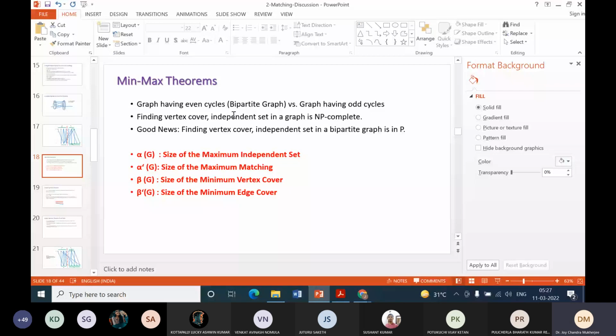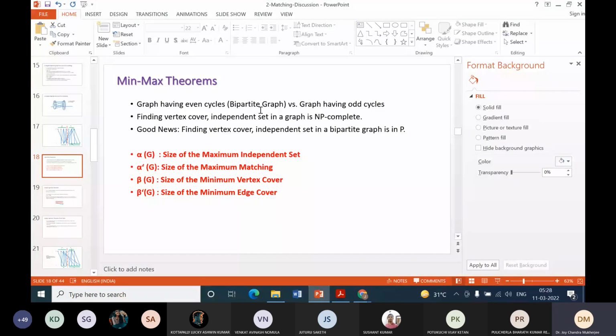Okay. A bipartite graph may have cycles, or may not have cycles. If it has cycles, then they must be even cycles. It cannot have odd cycles. So basically, a bipartite graph is a special kind of graph which doesn't have odd cycles. So it constitutes a large class of graphs.